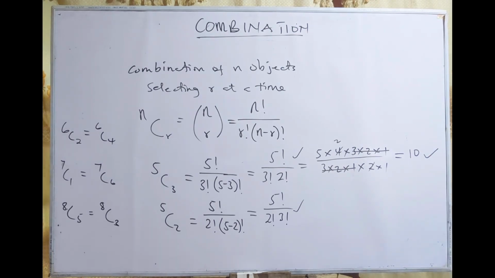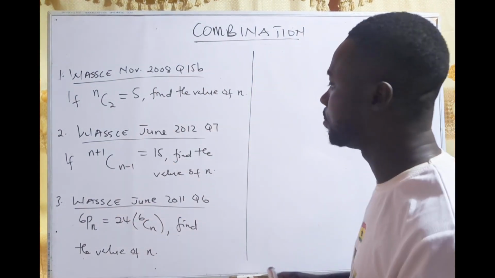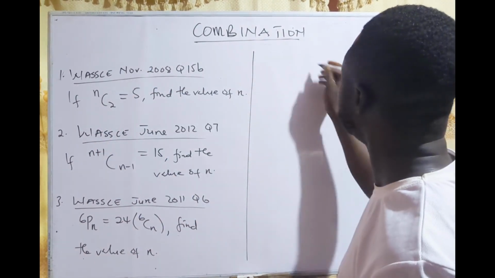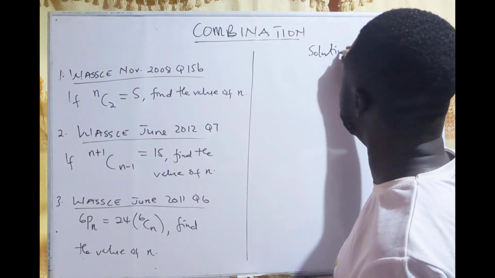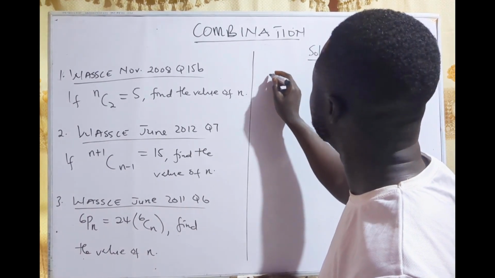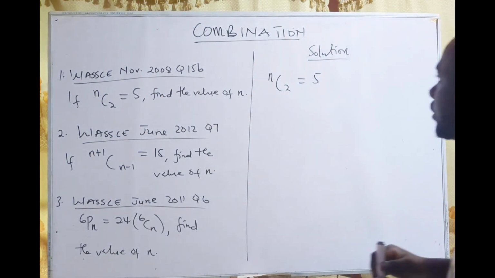So we are going to solve some few questions. Let's look at the examples here. These are our 2 questions. One is from November 2008, question 15b. We are going to go through all of them. Number 1, he said that n combination 2 is equal to 5. We should find the value of n.